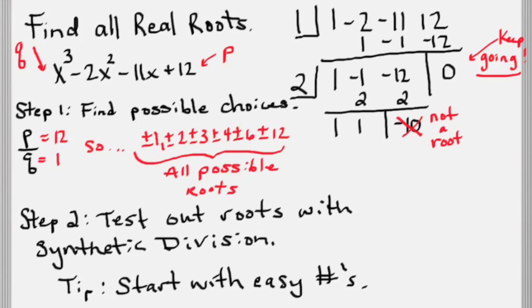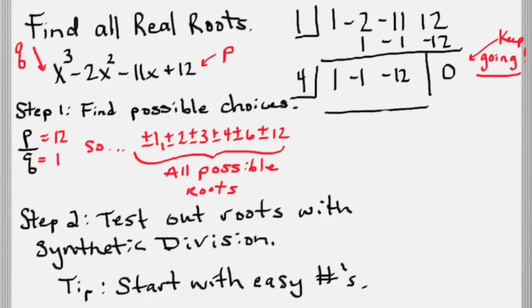And notice what happened. I tried 2. So I started with 1, I figured, well, let's try 2. 2 brought the 1 down. I multiplied, 2 times 1 is 2. Add those together, I get positive 1. 2 times 1 is 2, and I add them together, and I got negative 10. That's not a root. So that one did not work out. So 2 is not going to work. We're just going to erase that and start over.